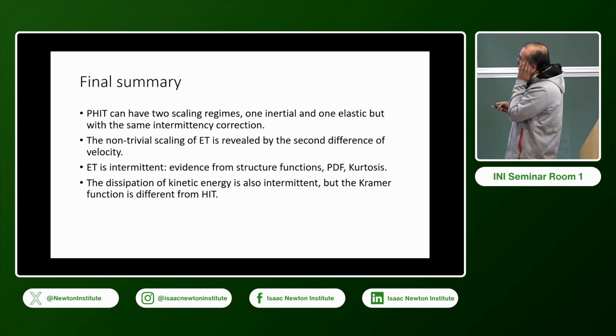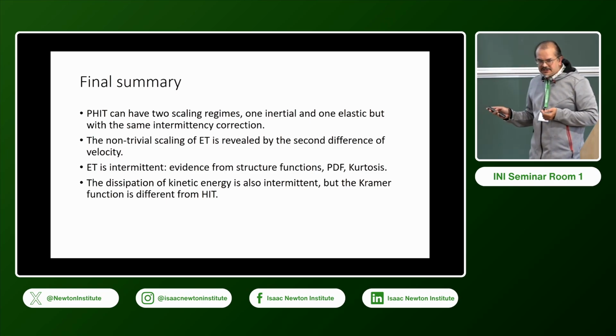So if I think of polymeric homogeneous isotropic turbulence, it can have two scaling ranges, one inertial and one elastic, but they're both with the same intermittency correction. There is a non-trivial scaling in elastic turbulence that is revealed by the second difference of velocity, not the velocity difference. It is intermittent, and that is evidenced by structure functions, probability distribution functions, and kurtosis. The dissipation of kinetic energy is also intermittent, but the Cramér function is actually different from homogeneous isotropic turbulence.